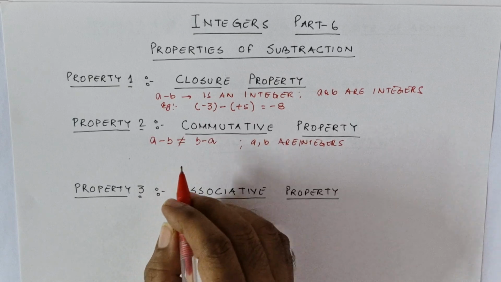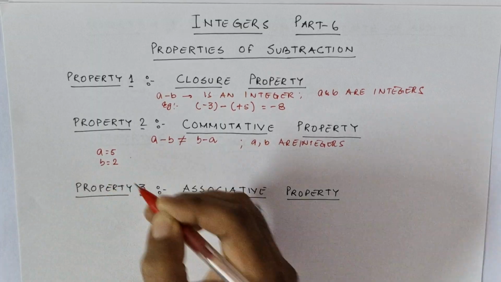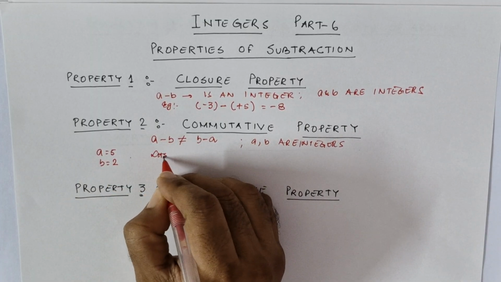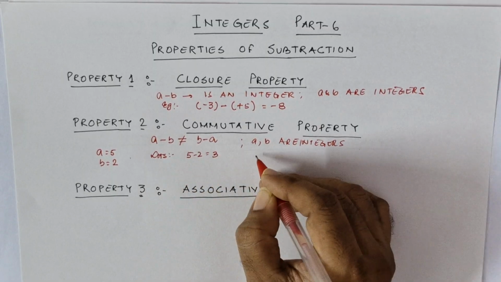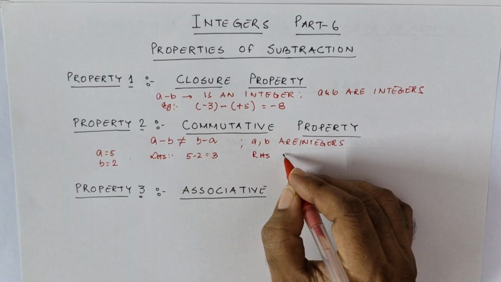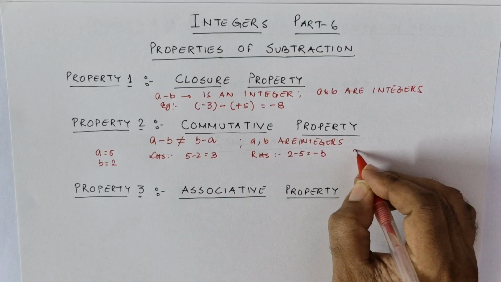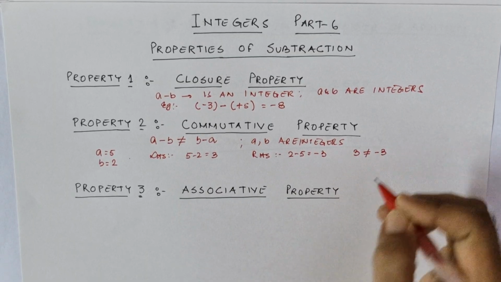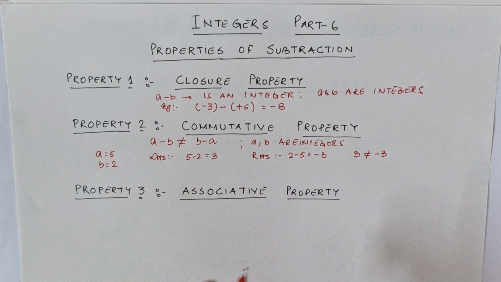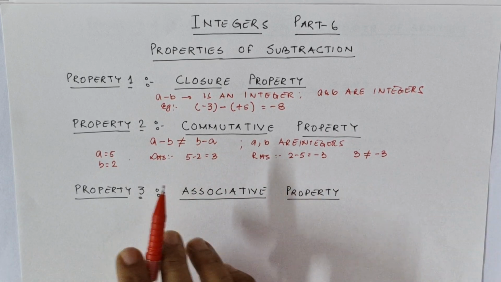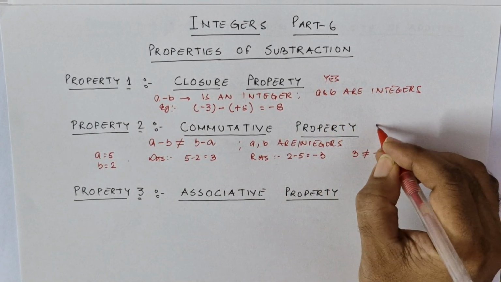If we take a as 5 and b as 2, let's do the left hand side, a minus b, so 5 minus 2, that is 3. The right hand side is 2 minus 5, that is minus 3. So 3 is not equal to minus 3. It's proved that a minus b is not equal to b minus a. So we can say subtraction is not commutative. Subtraction is not commutative. So addition is yes and subtraction is no.